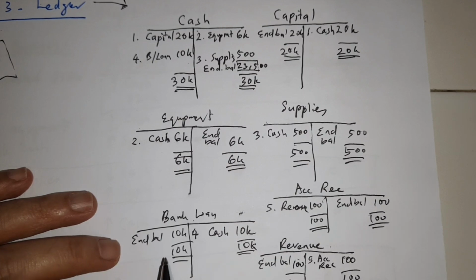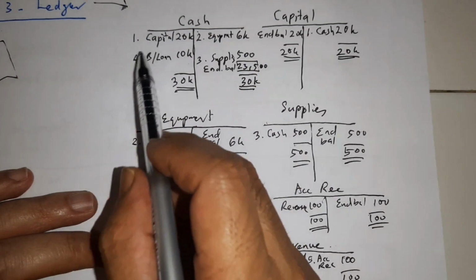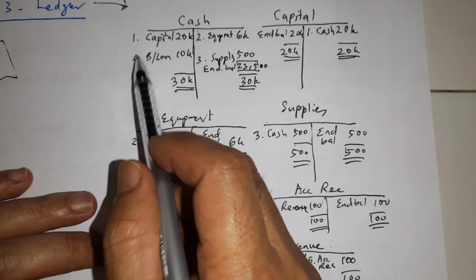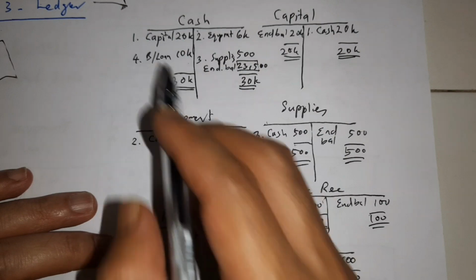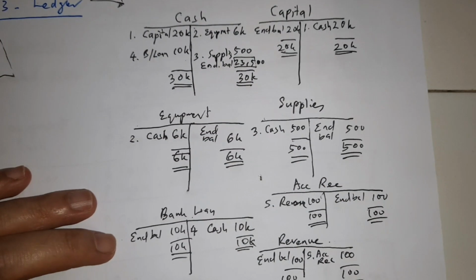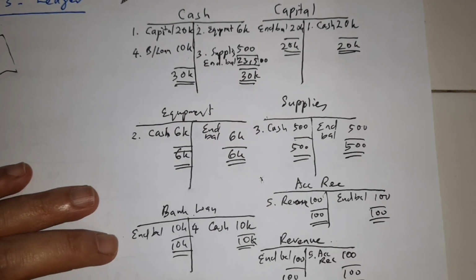So actually, if you have a date, then you have to write the date here. For example, 31st of December is the date. Then you have to write the date and then the ending balance. Here also for every item, if you have the date, then you put the date. But in our simple example, we use numbers, so we just put the number. Thank you very much. This is the way to prepare the ledger.